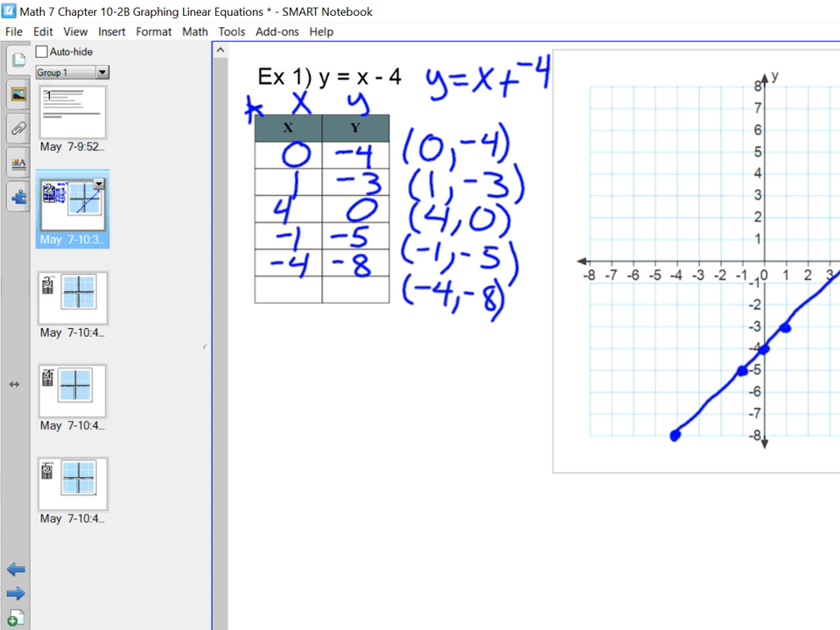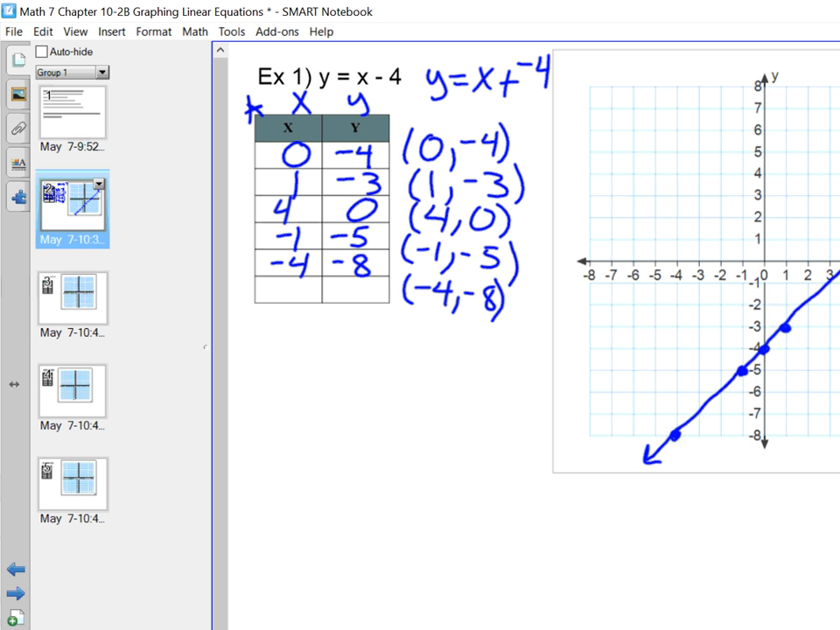Probably better than mine because I actually can't use a ruler. Now you'll notice too that I go all the way through my grid. I don't make an itty-bitty line in the center of my grid. I go all the way through the quadrants that the line goes through. Now if you'll notice, every point was on that line.